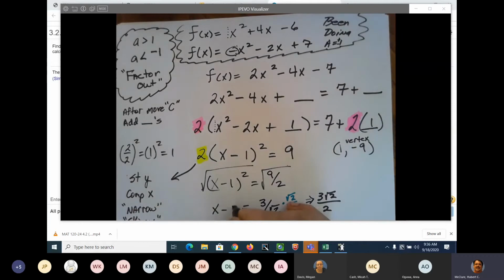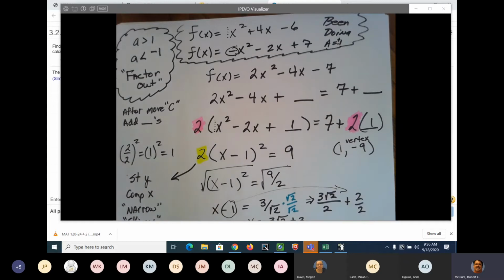And then I'm going to bring this over as 2 over 2 plus 2 over 2. And our final answer in exact form with the radical is x is equal to 3 square root of 2 plus 2 divided by 2.